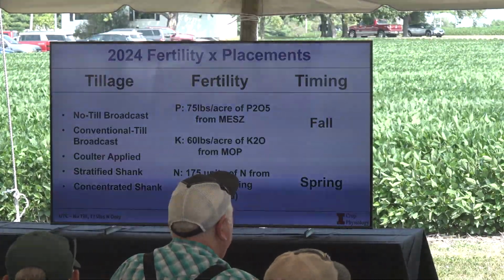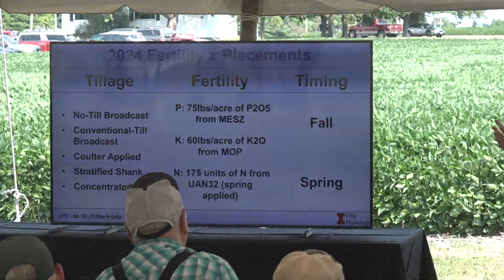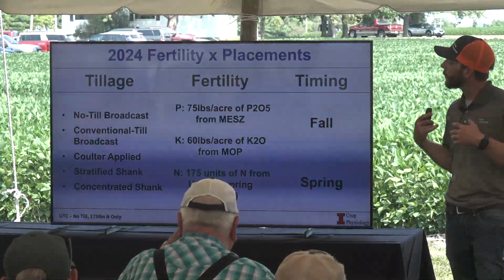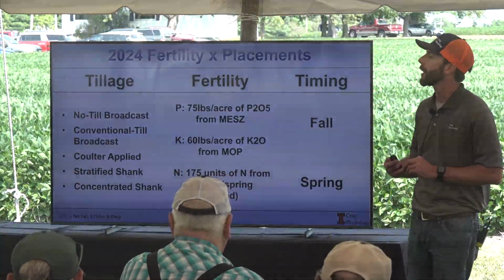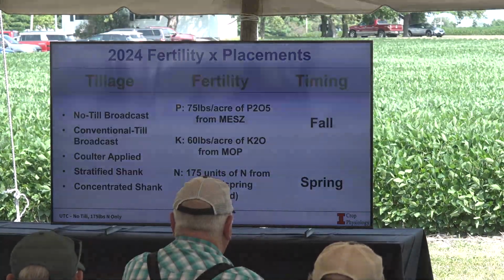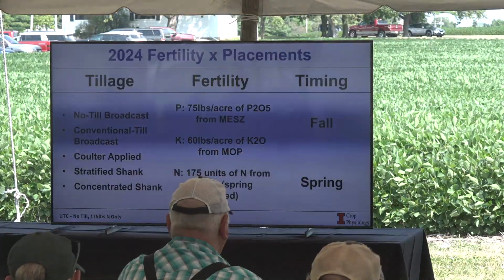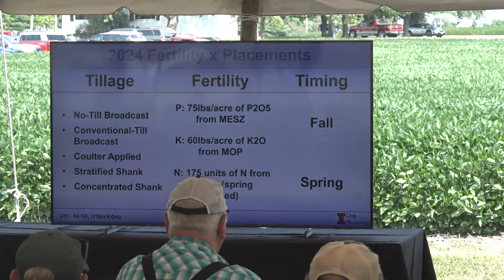This was a pilot study, so we were trying to compare kind of grower standards within this trial. So we have your no-till broadcast. We're still looking at conventional till broadcast, but then down there at the bottom, we break it out 3 different ways into 3 different types of strip till, all done with this soil water that's behind us here in this tent. So we look at coulter applied, a stratified shank, and a concentrated shank, and I'll break those out even further on the next slide.